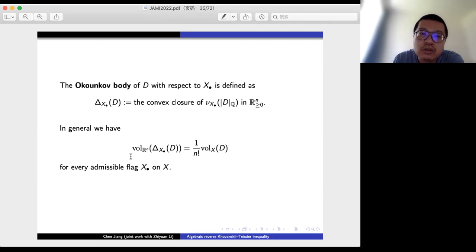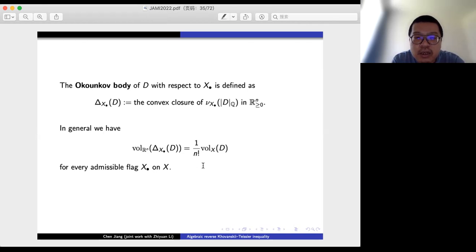We use this kind of result: for any admissible flag, this equality holds. That means you can compute the volume of D by drawing the picture of the Okounkov body. Of course, in general, it's very hard to compute the Okounkov body, so it doesn't make the computation easier. But we have this nice correspondence.